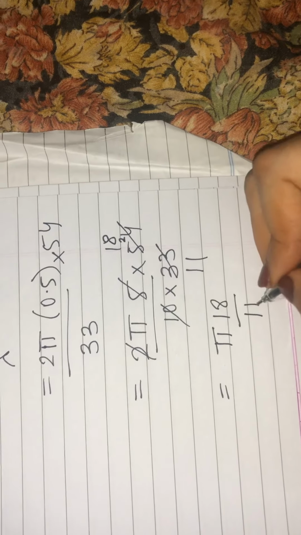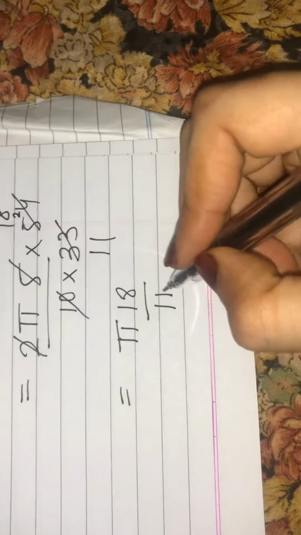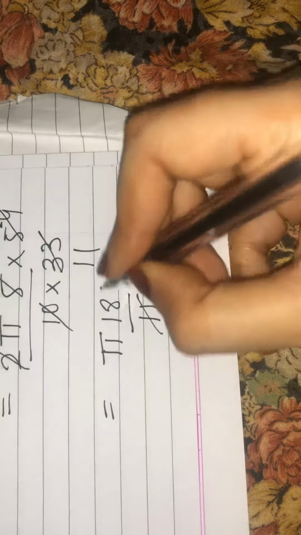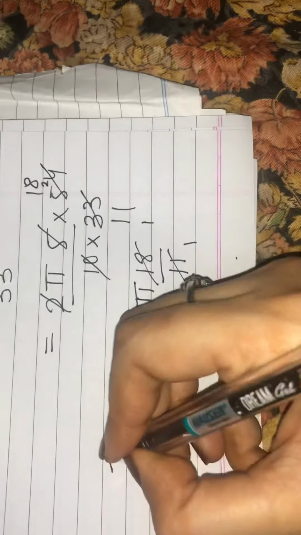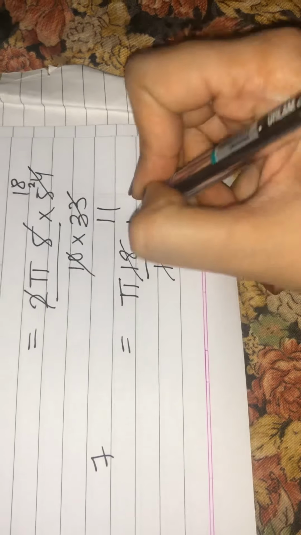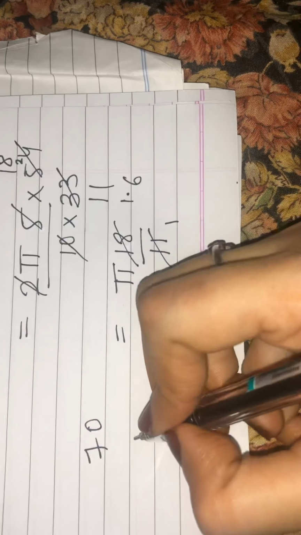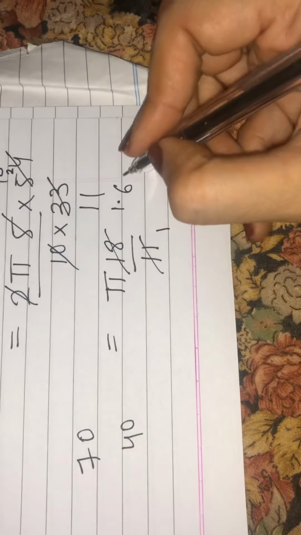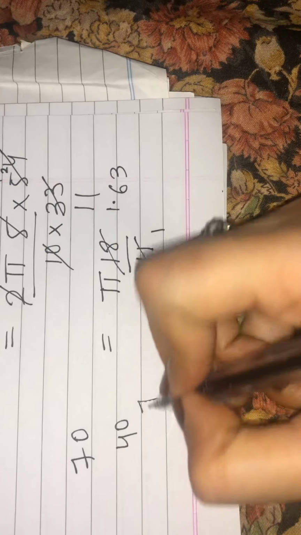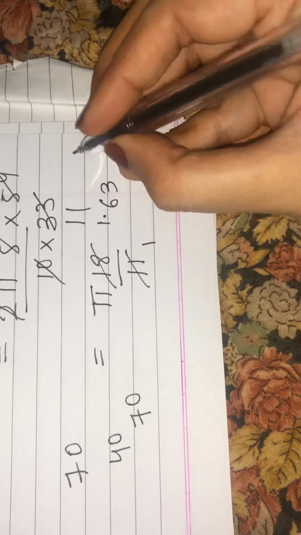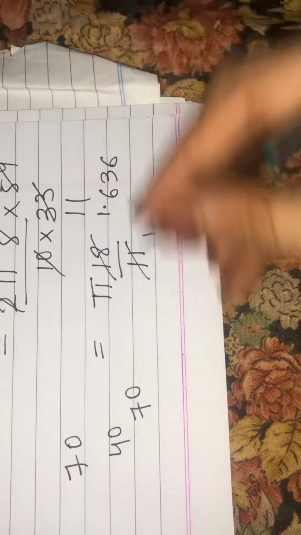Now pi times 18 upon 11, we have to divide. 11 ones are 11. What remains? 7 remains. It becomes 70. 11 sixes are 66. 4 remains. 40. 11 threes are 33. 7 remains. 70. So we'll stop over here.